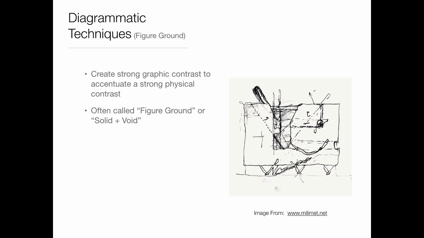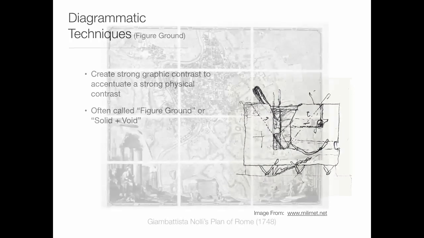The most famous diagrammatic technique was something called a figure-ground, and Nolli's Plan of Rome is the best example of it. It's a strong graphic contrast to accentuate a strong physical contrast in the design, right? The normal is solid and void, public and private, big contrast, right?